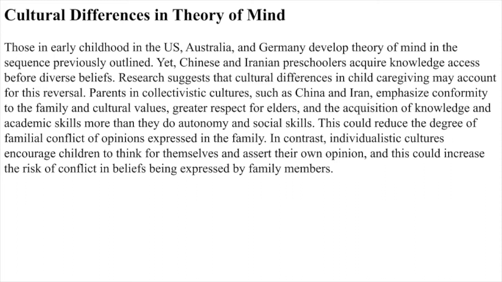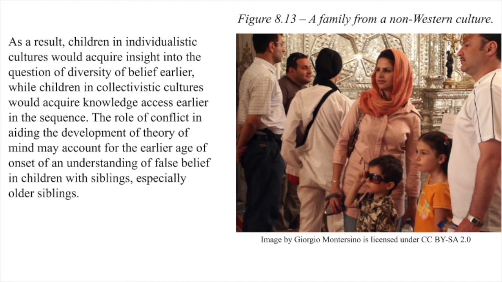Parents in collectivist cultures such as China and Iran emphasize conformity to the family and cultural values, greater respect for elders, and the acquisition of knowledge and academic skills more than they do autonomy and social skills. This could reduce the degree of familial conflict of opinions expressed in the family. In contrast, individualistic cultures encourage children to think for themselves and assert their own opinions, and this could increase the risk of conflict in beliefs being expressed by family members. As a result, children in individualistic cultures would acquire insight into the question of diversity of belief earlier, while children in collectivist cultures would acquire knowledge access earlier in the sequence.